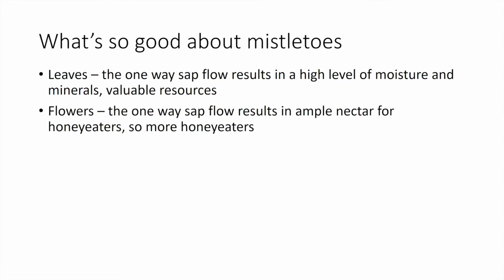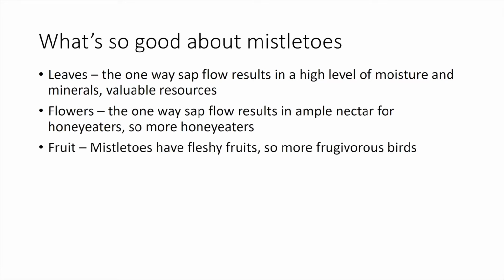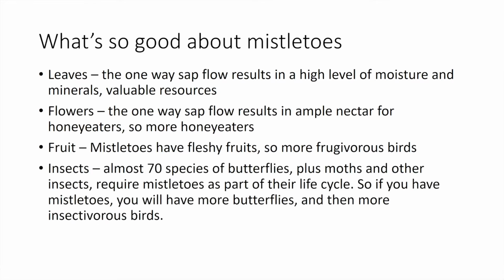The fruits are going to be fleshy, full of moisture, so you're going to get more fruit-eating birds. Insects, there's about 70 species of butterflies, plus some moths and other insects. And one of the moths is massive, Australia's biggest moth. And they depend on mistletoe as the food plant for their caterpillars. So it's required for their life cycle. So if you have mistletoes growing, you get more butterflies and these other insects. And that also means you get more insectivorous birds. So they're well worth growing for that.